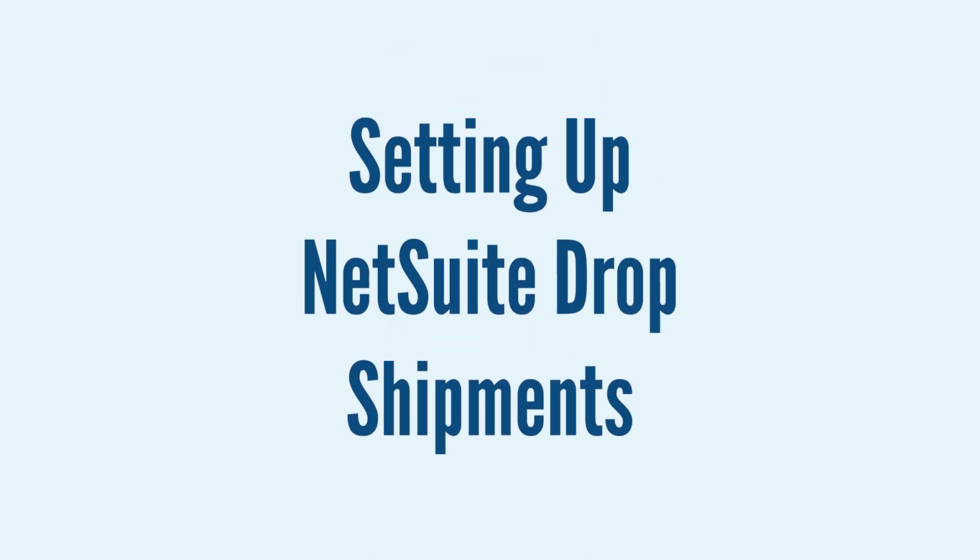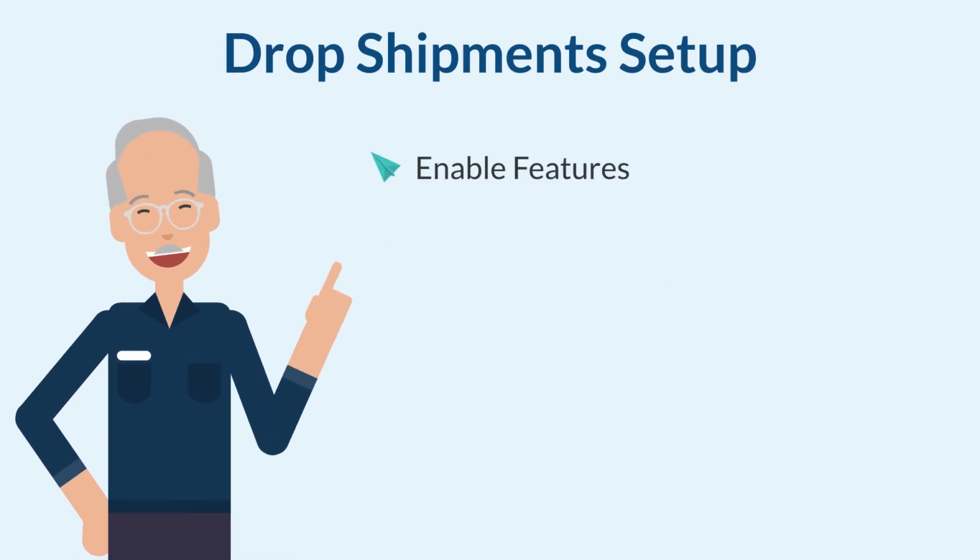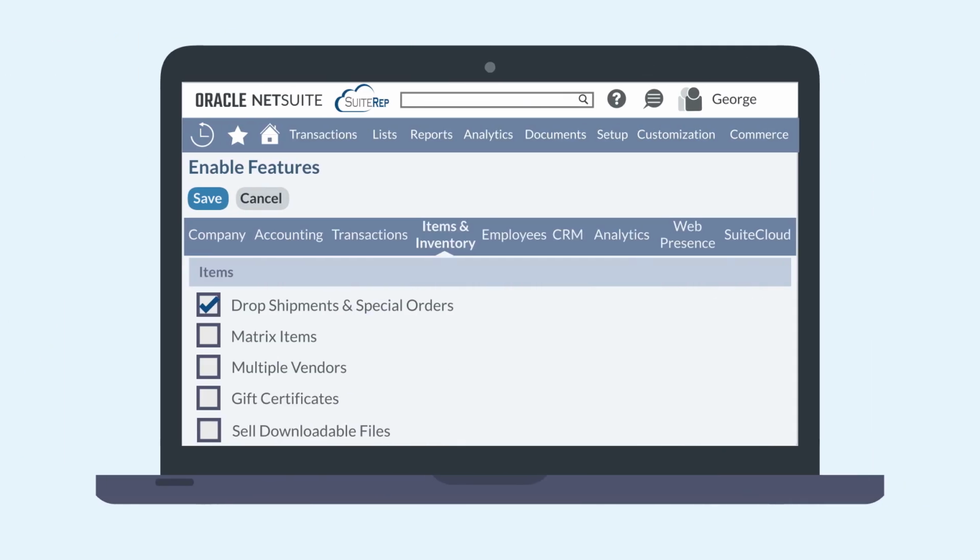Setting up drop shipments in NetSuite takes just a bit of work behind the scenes. Let's take a look. First, you'll need to enable the Drop Shipments and Special Orders feature, which you can find on the Items section of the Items and Inventory tab in Enable Features.